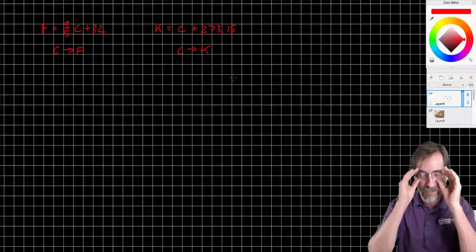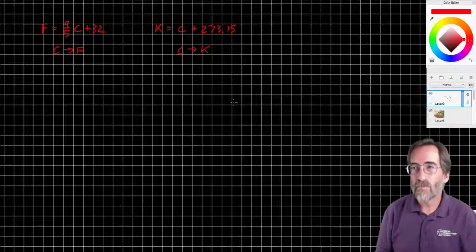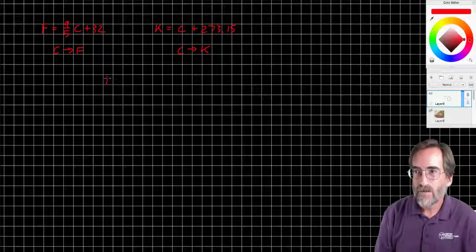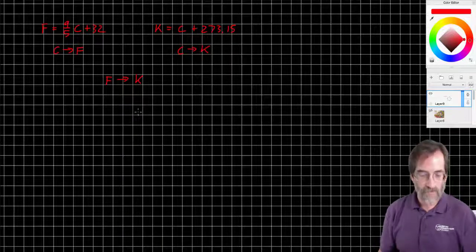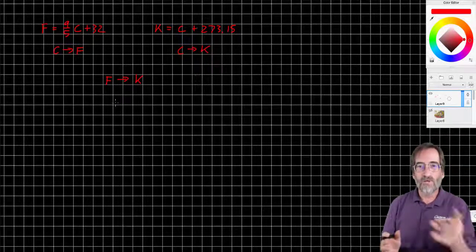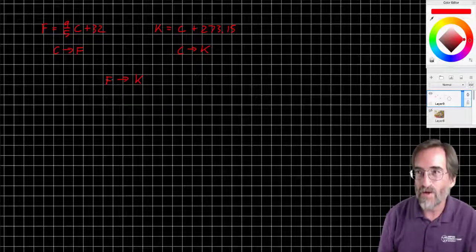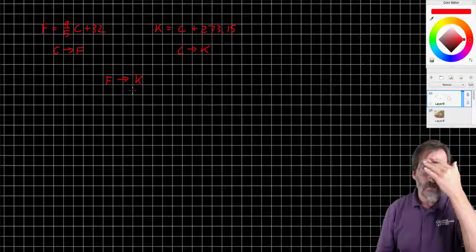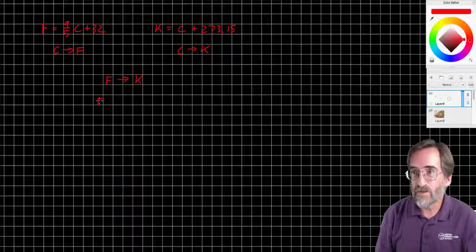Now let's say I want to create a formula that will take Fahrenheit and give me Kelvin. You have a quiz question that says take Kelvin and give you Fahrenheit. But I'm going to take a Fahrenheit temperature and give you Kelvin. So here's the way we do that. We break it into steps. I'm going to turn Fahrenheit into Celsius, which I'm then going to turn into Kelvin.